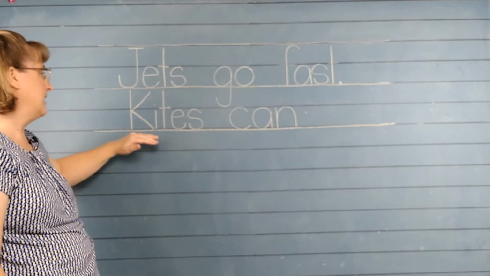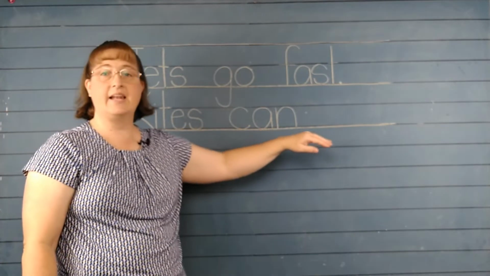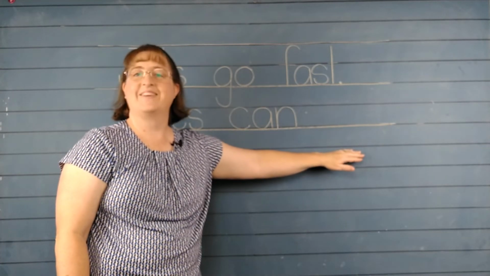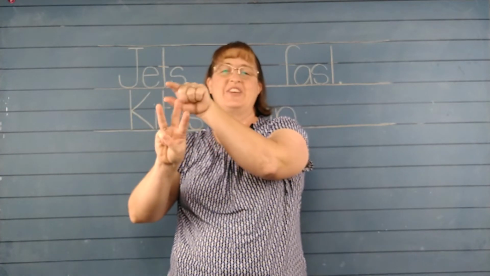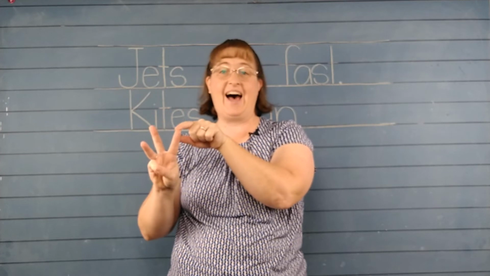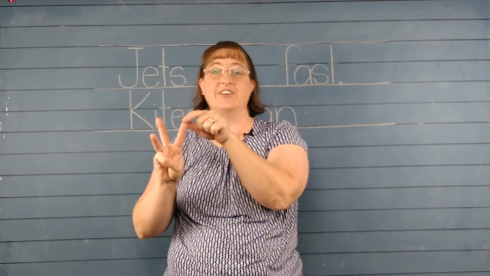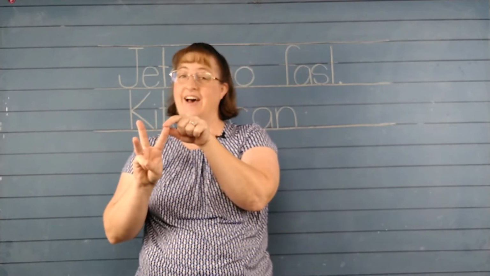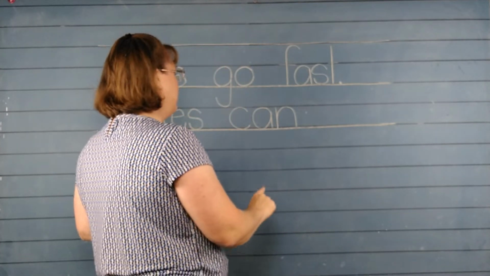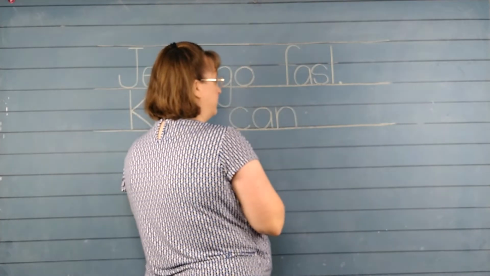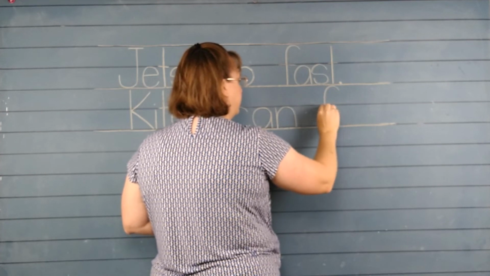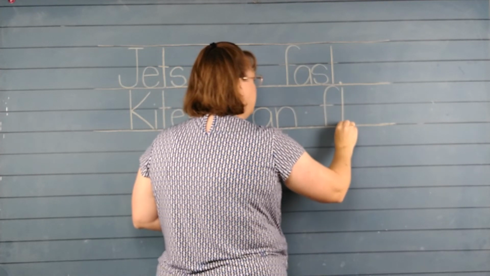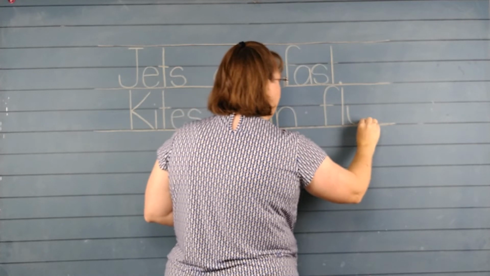Okay, read it. Kites can fly. Give me the sounds. F, l, y. This is our y. Okay, so we're going to make a space between our words. And we're going to move over and write f, l, y.